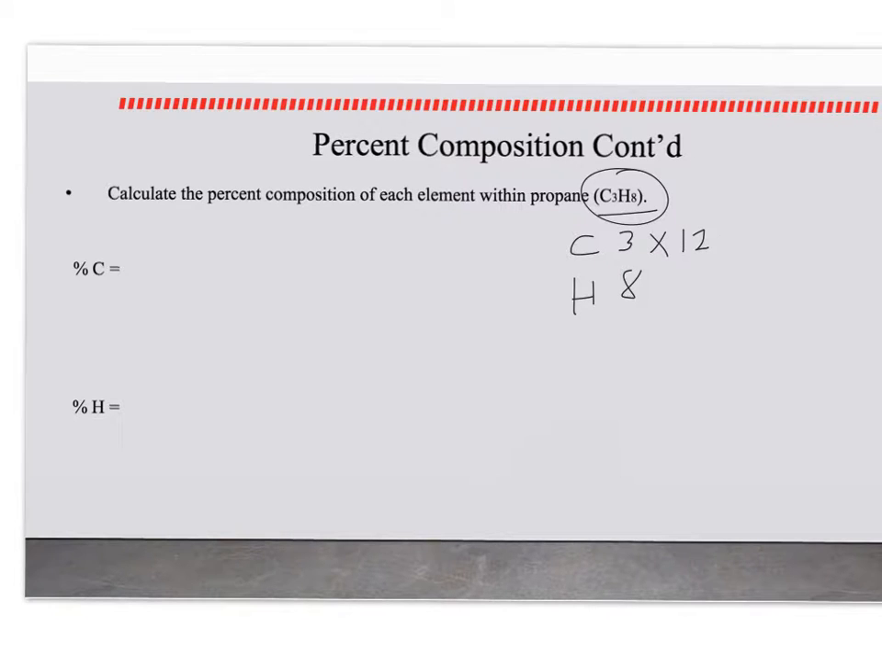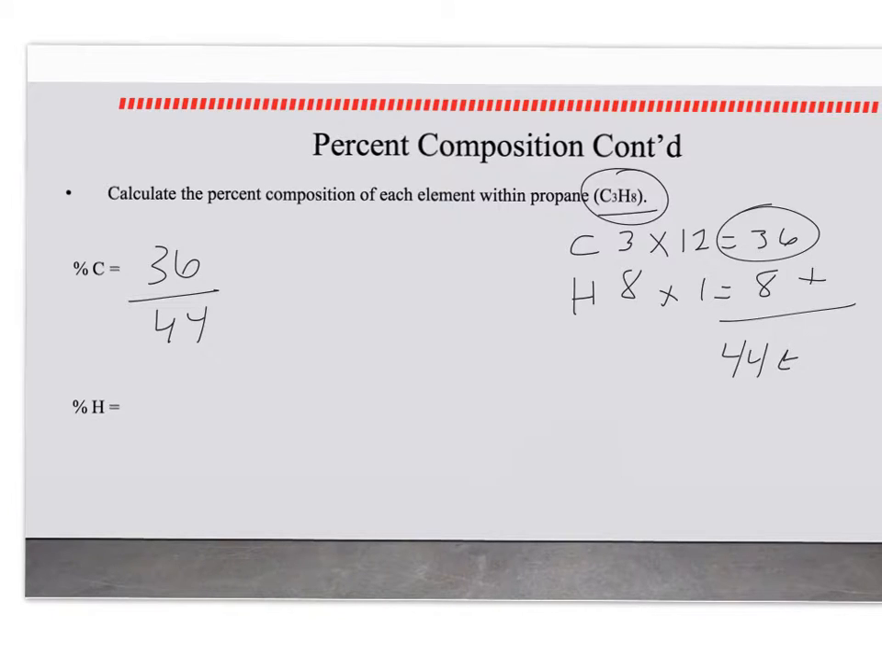The mass of each carbon is 12, so we have 36. The mass of each hydrogen is 1, so then we have 8. Once we total that together, we have the molar mass of the compound, which is 44 grams per 1 mole. Okay. Then to calculate the percent composition of each element, we take the mass of each element, so the total mass of the carbon is 36, divided by the mass of the whole compound, which is 44. When we multiply that by 100 to get a percentage, it turns into 81.8%.